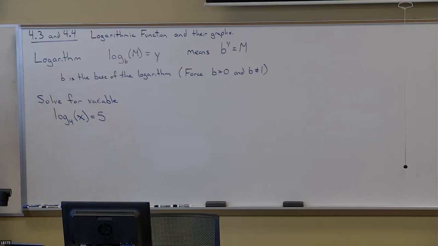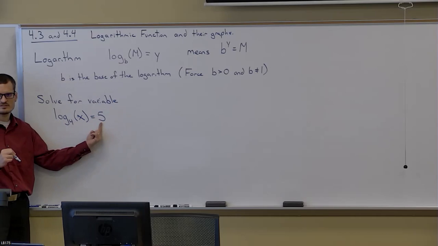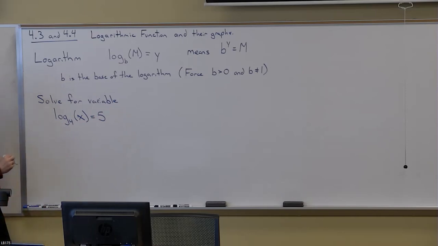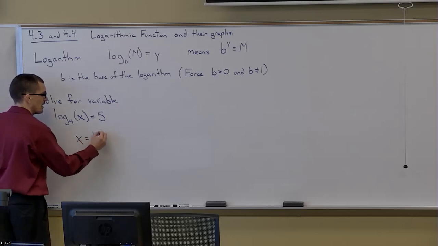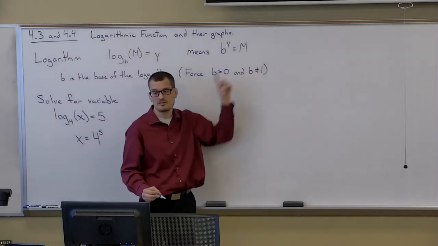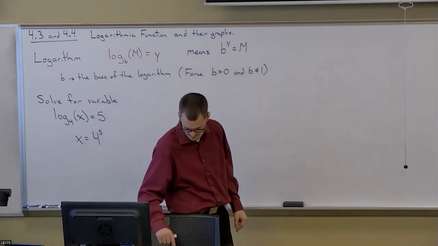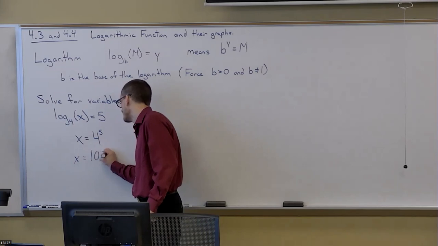So if I have this scenario where I know the base, and I think of this as being the input into the logarithm, and the output being the 5. So if we think about it that way, I know the base and the output of the logarithm. How would I solve for x? Well, the easy way to solve for x is just to say x is equal to 4 to the 5th power because of the meaning over there. So x would have to be the number 1024.